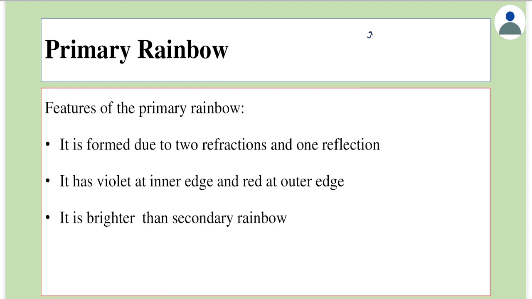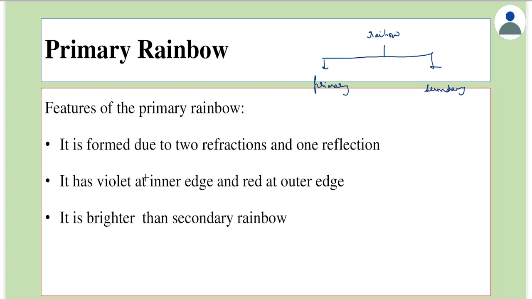Now this rainbow can be categorized into two categories called primary rainbow and then secondary rainbow. Let's look at them one by one.